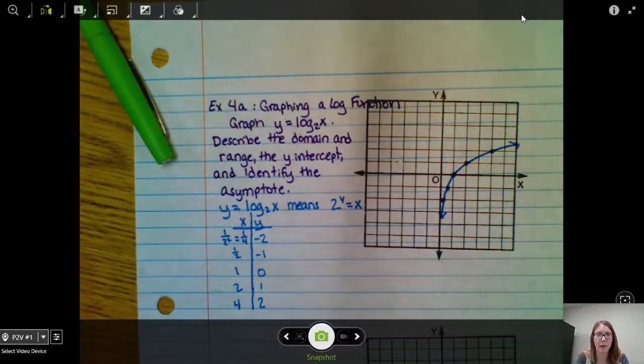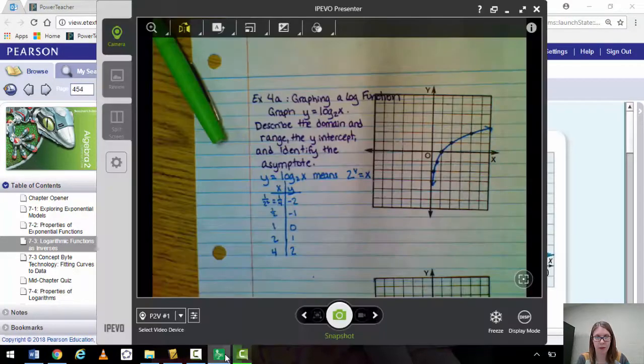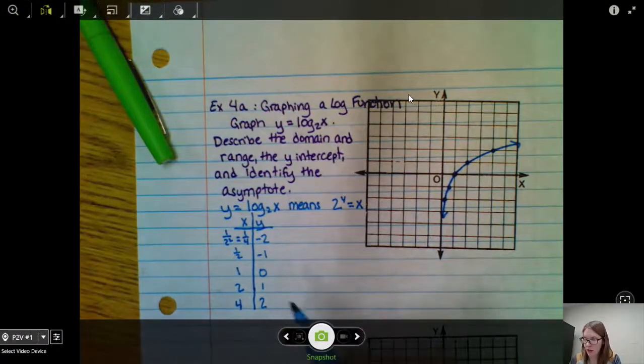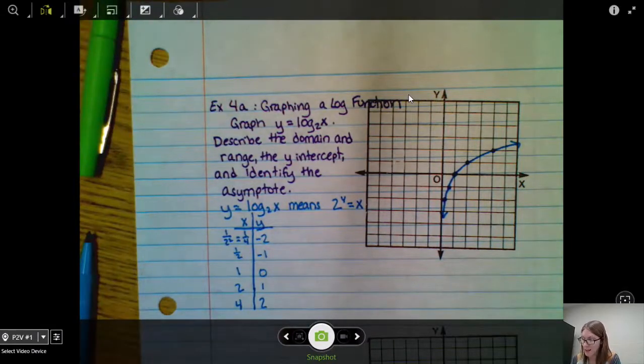Jumping back to that textbook page for a second. If we look at how these two are related, remember that exponential functions have asymptotes, those horizontal lines that our graph isn't going to cross. Log functions still have asymptotes in the same way, but our asymptote is vertical. We have a vertical line that our graph won't cross. Okay. So that's important when we're figuring out the other pieces here, our domain, our range, our y-intercept, and the asymptote.